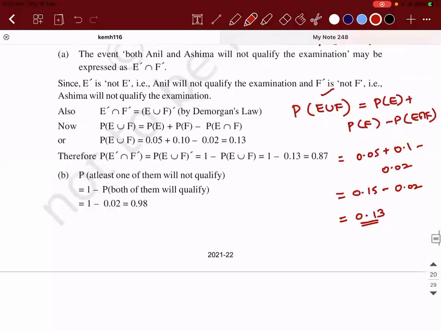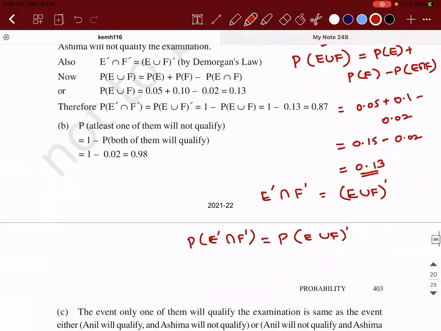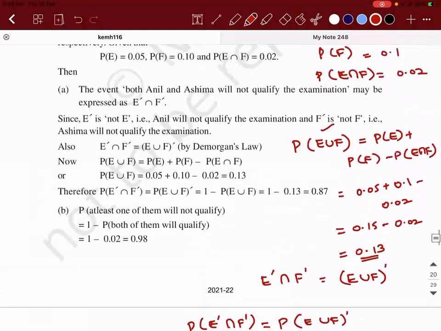Okay. So you know this De Morgan's rule. What did they ask? E should not qualify and F also should not qualify. So E dash intersection F dash is equal to E union F the whole dash. So probability of E dash intersection F dash will be equal to probability of E union F dash. This will be 1 minus probability of E union F. So 1 minus 0.13, which is 0.87. So there is 0.87 probability that both will not qualify the examination. Is it clear, guys?